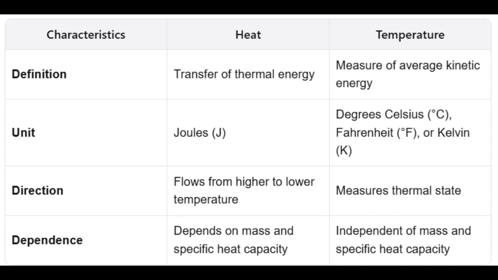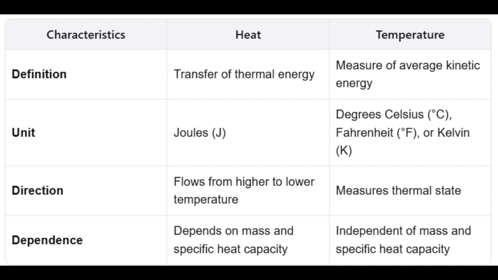The second difference is about unit. Heat is measured in joules, which is a unit of energy. This makes sense since heat is a form of energy transfer. Temperature, however, is measured in degrees Celsius, Fahrenheit, or Kelvin. These units give us a way to quantify the thermal state of a substance.